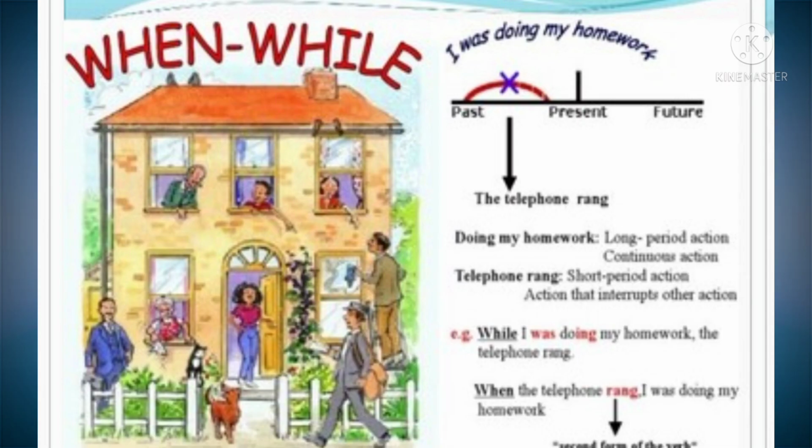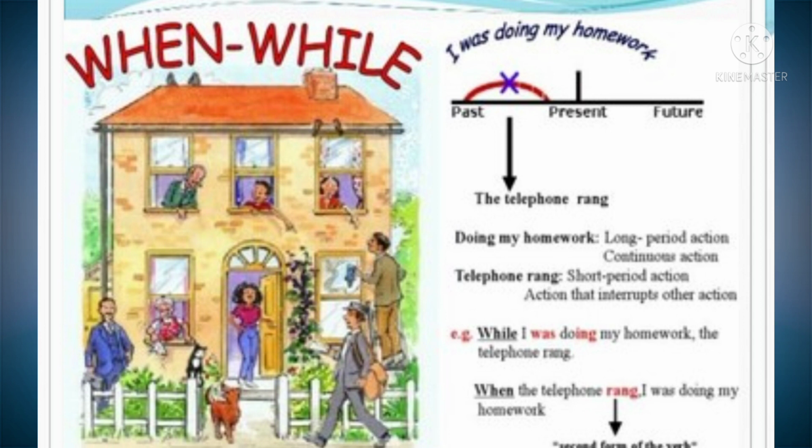The second usage, as given in the text, is to show that something happened while another action was still going on. In order to mention that, we use when and while, because there will be two actions going on in the past. Okay, see this slide. For example, while I was doing my homework, the telephone rang. Okay, so you can use here simple past and past continuous.